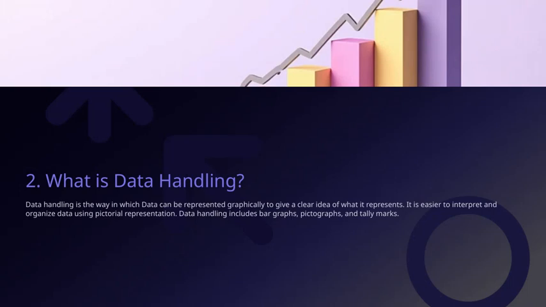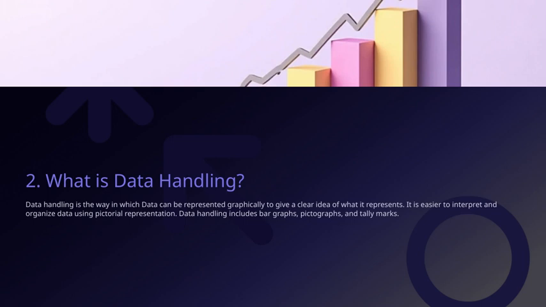Data handling refers to the way we can represent data visually, often through pictures or charts, to make it easier to understand. When data is presented graphically, it becomes much simpler to interpret and analyze. Think about how a bar graph or pictograph can quickly show us patterns or differences that might be hard to see in raw numbers. This process includes various tools like bar graphs, pictographs, and tally marks. Each of these helps us organize and display data in a way that's clear and accessible.